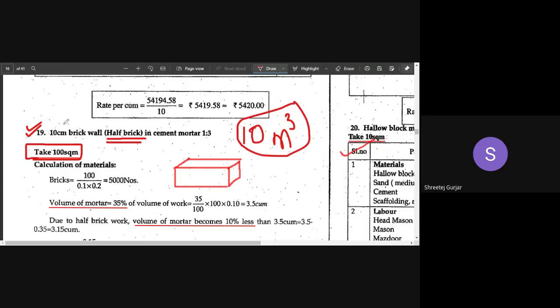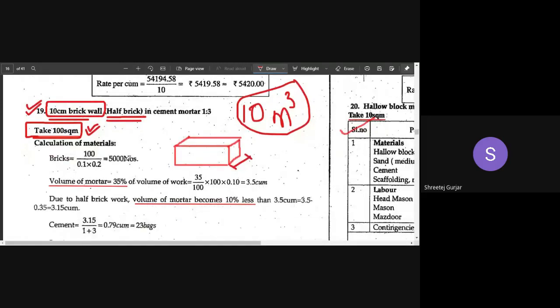Because the thickness is already mentioned: 10 centimeter thick brick wall. Once the specification mentions the thickness, do not consider that dimension in calculation. If we neglect the thickness, we are left with the surface area, right? Hence, we are considering the surface area as 100 square meters. Not 10. We will consider 100 square meters as the assumption, and we will calculate the remaining things the same.